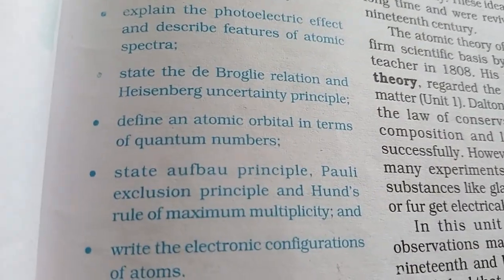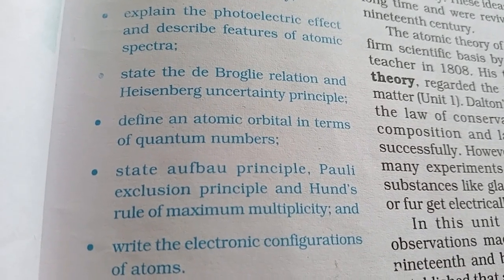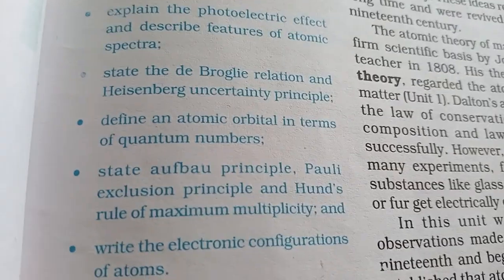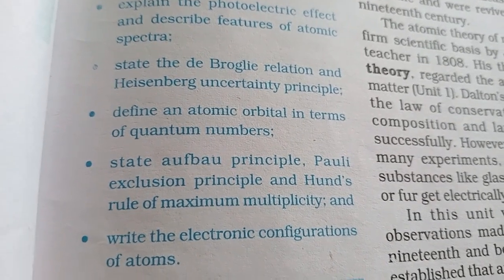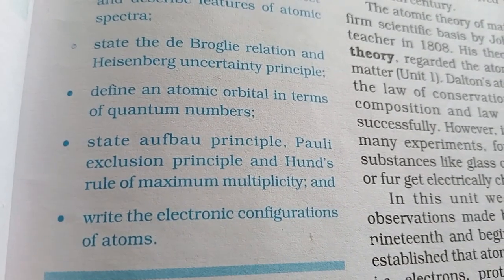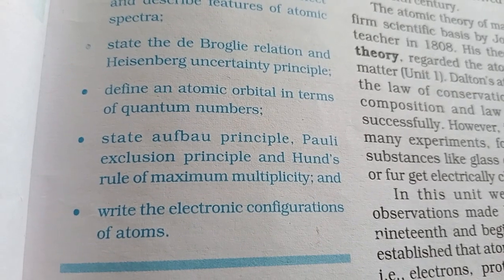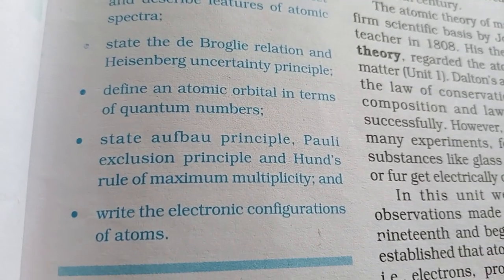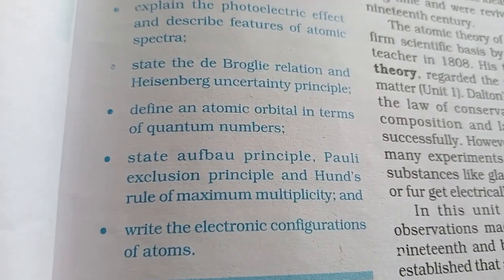You will be able to state the de Broglie's relation and Heisenberg uncertainty principle. Define an atomic orbital in terms of quantum numbers. State Aufbau principle, Pauli exclusion principle and Hund's rule of maximum multiplicity. And you will be able to write the electronic configuration of all the elements.